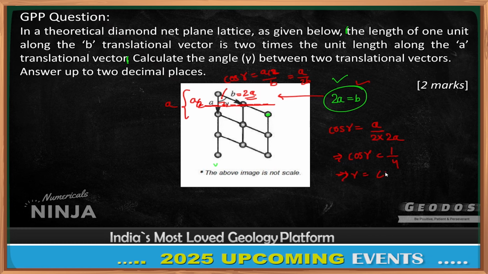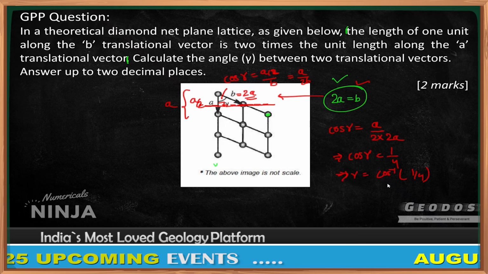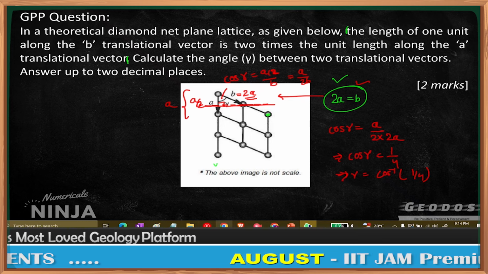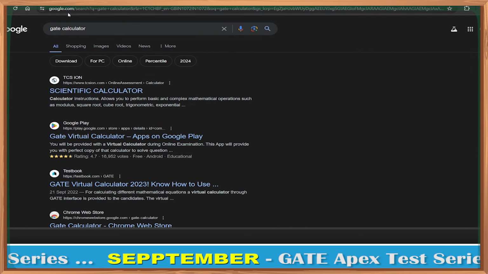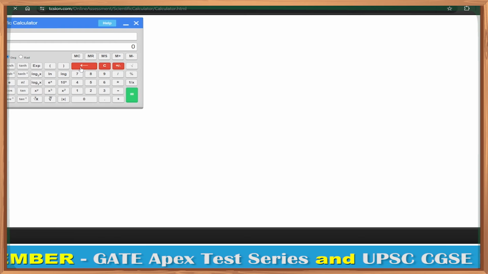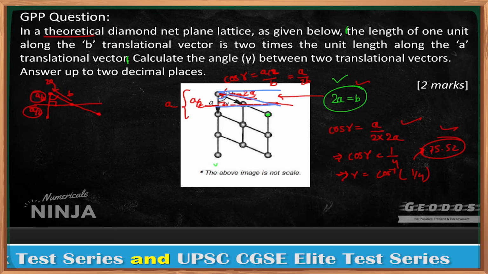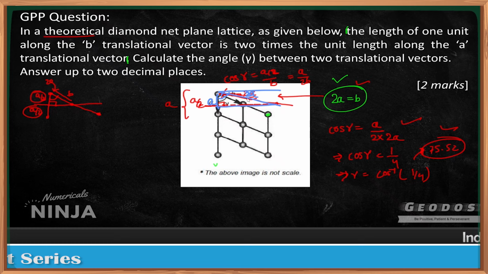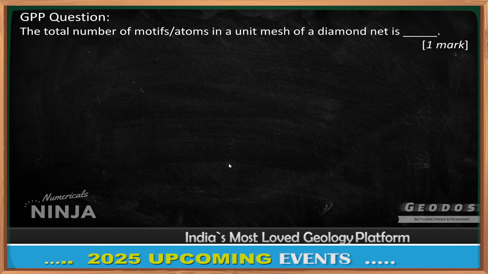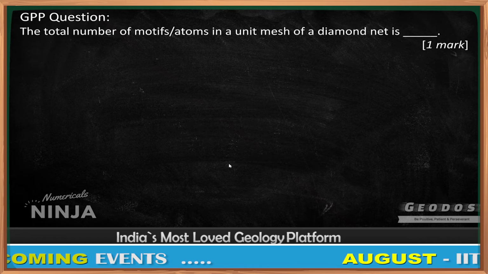The cos gamma will be 1 by 4. So what will be the gamma? Cos inverse. Let me just check. You can always use the GATE calculator. Okay, so it will be like this. ठीक है, अगर हम इसको देखेंगे, यहाँ पे अगर 90 होगा तो it will be like this. तो यहाँ पे आपको नहीं दिख रहा है कि b is equal to 2a, यहाँ पे 2a नहीं दिख रहा है, it will be b, but actually it is b but 2a. Okay, so it is easy.